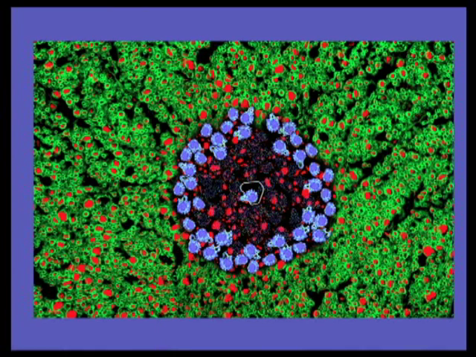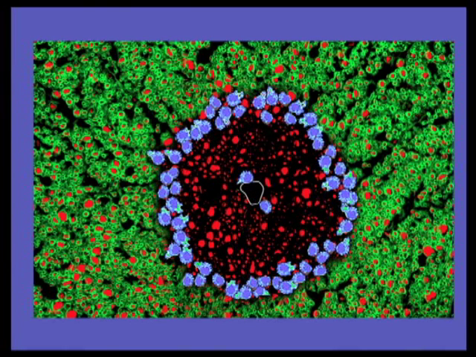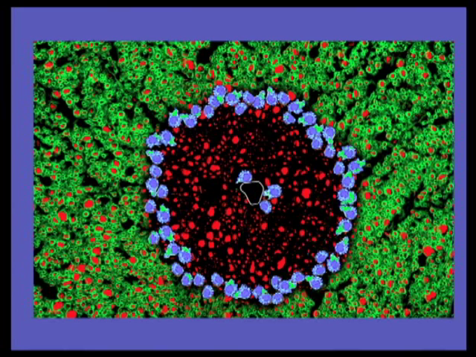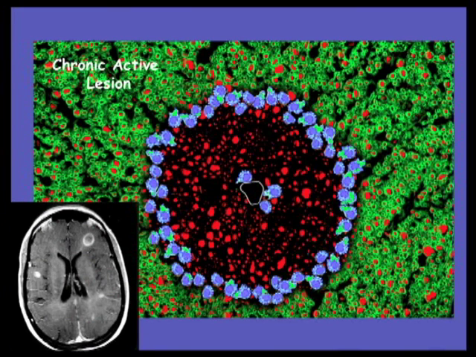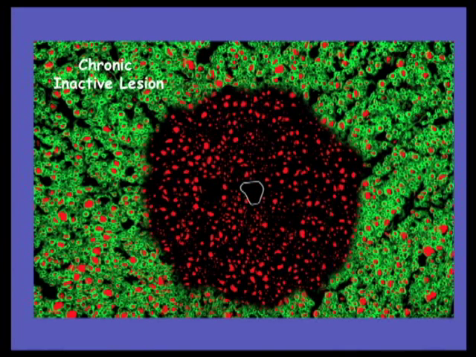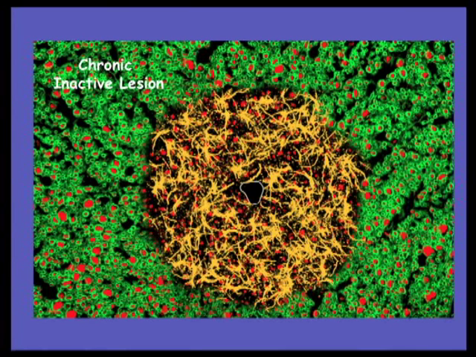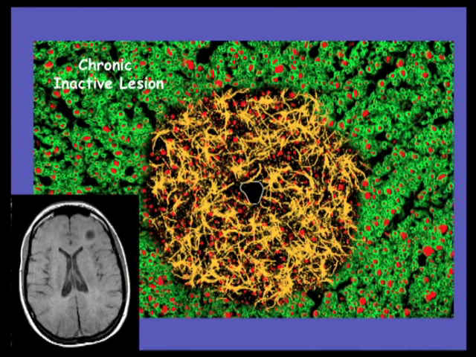This is the chronic active lesion, where the cells go to the edge, they eat up more myelin, and then they stop. And then this is the chronic inactive lesion when the myelin has disappeared. And the astrocytes make the fiber to make the scar. And this is what it looks like underneath the MRI. So using the MRI, we can actually see the development of the lesion.